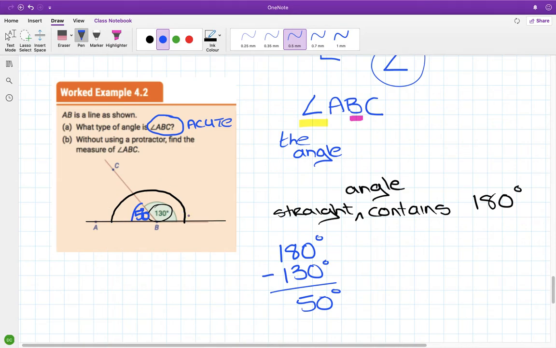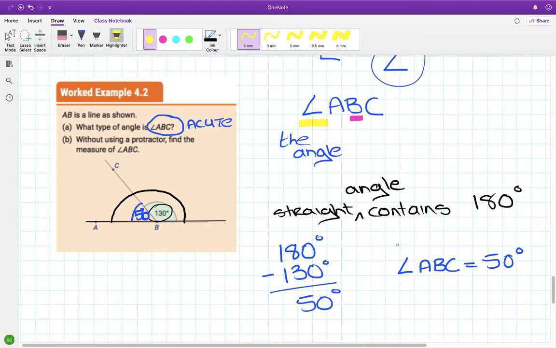Okay, so we know that a straight line is 180. We know that this side is 130, so if we do 180 minus 130, we'll have the bit that's left, which is 50. So when we're writing our angle, we say the angle ABC equals 50 degrees. And it's a nice simple subtraction.